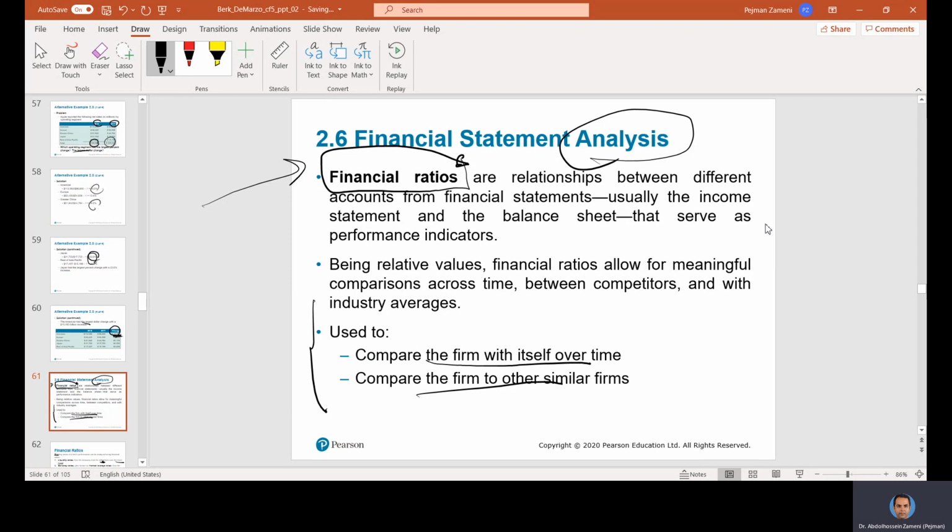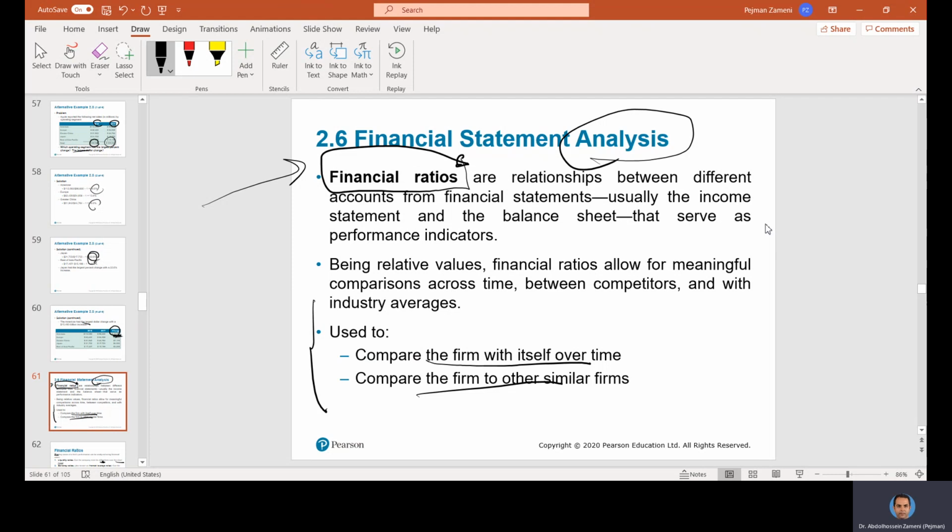Okay, we have produced the financial statement, but what's the usage of that? What are we going to do with that? We're not just going to keep it. We need to make some sense out of that, then we need to do some ratio analysis.